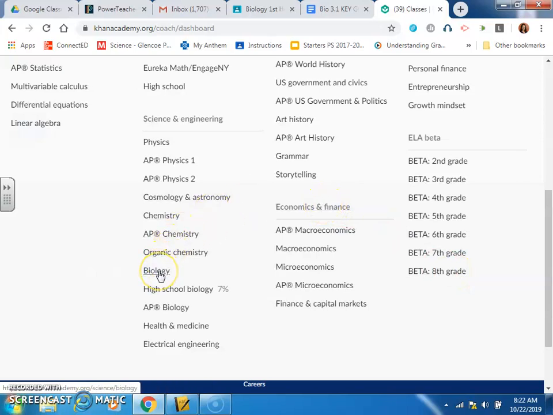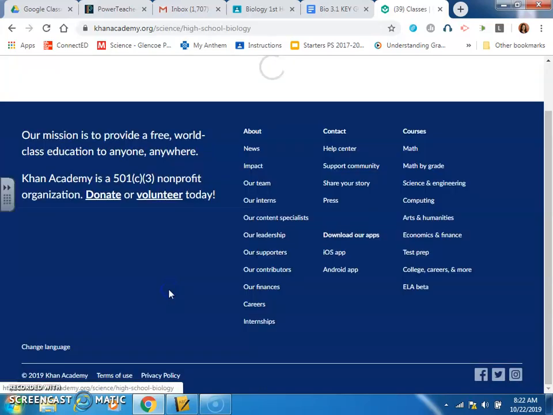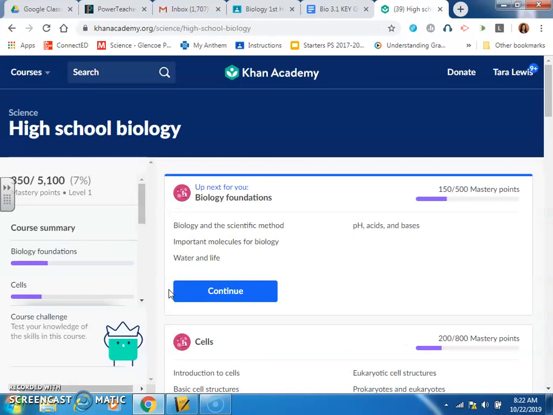But if we go here, you can see there's some choices. There's biology, high school biology, AP biology. So if we go to high school biology, you can see it says 7%. That's because in the past I have gone on here and I've shown students the same thing that I'm getting ready to show you. So it has different courses.